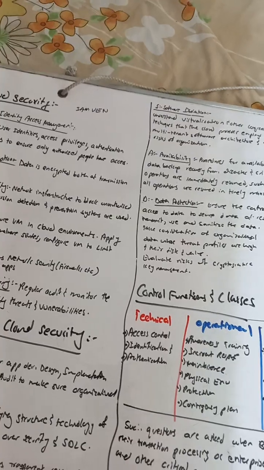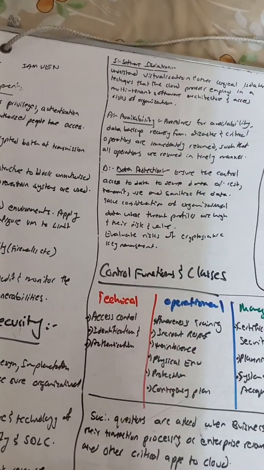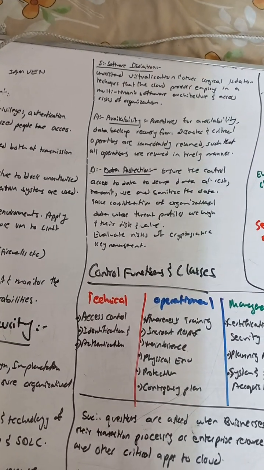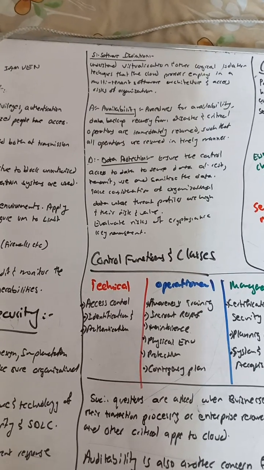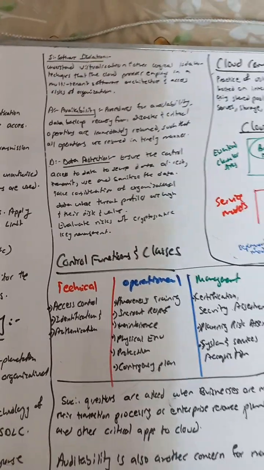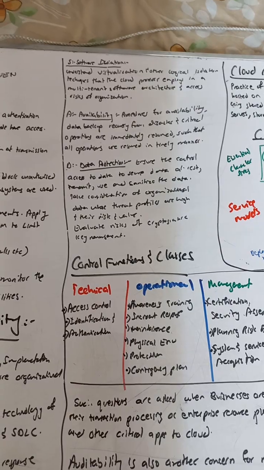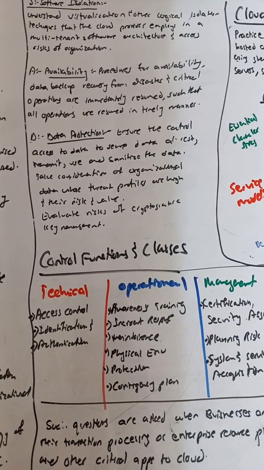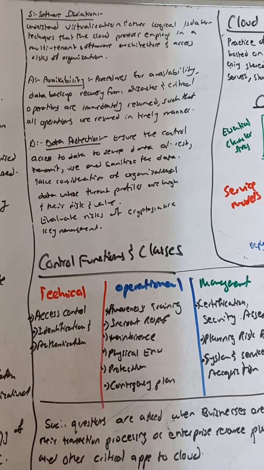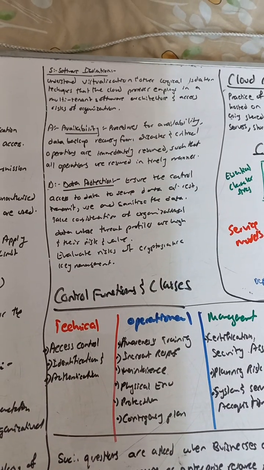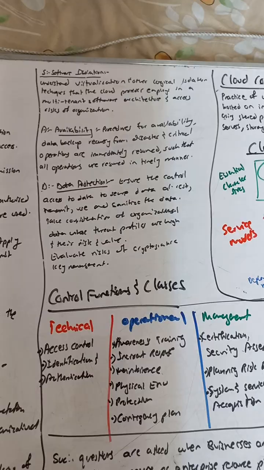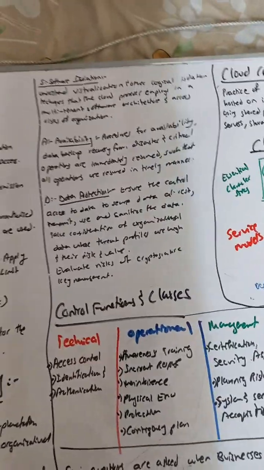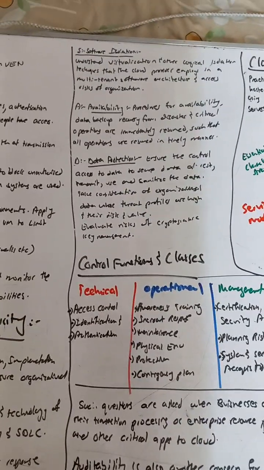You want to make sure that your software is isolated as much as you want. This can be done using virtualization or through logical isolations, which basically means you are having some sort of security inbuilt in these multi-tenant software architectures, and you're also assessing the risk of the organization. Then you have availability. I've talked about this.